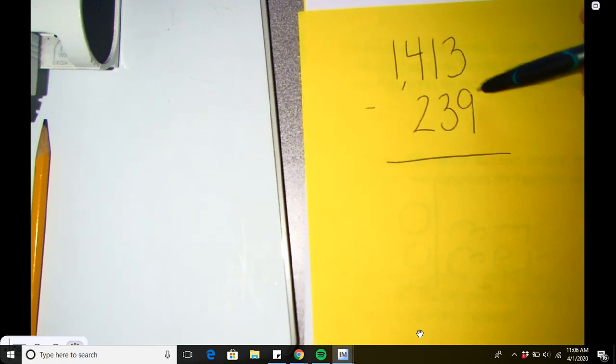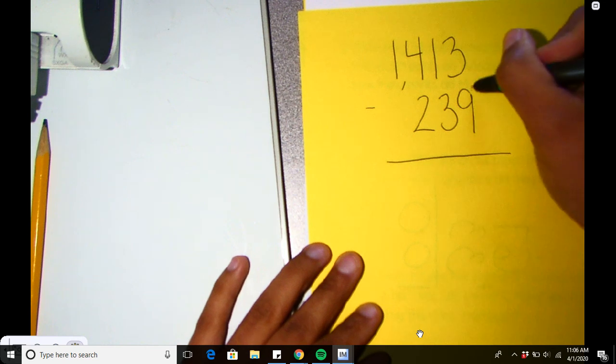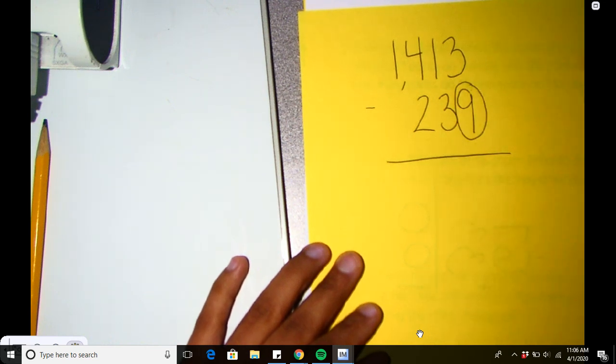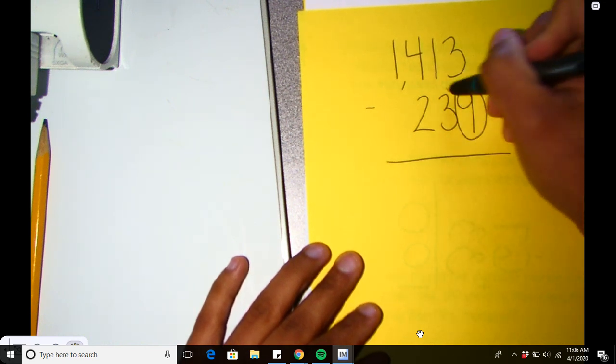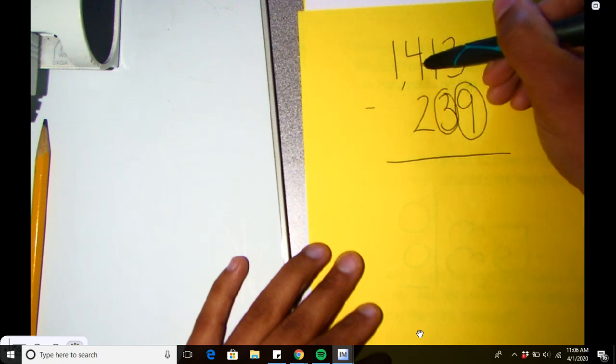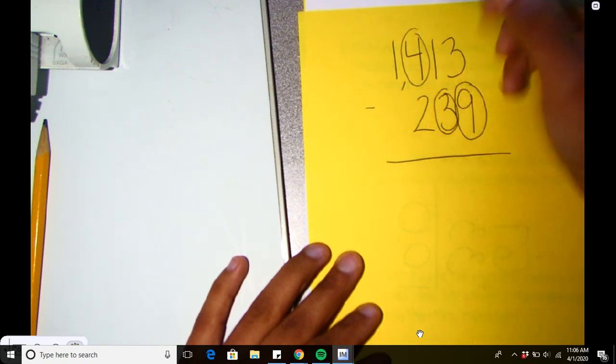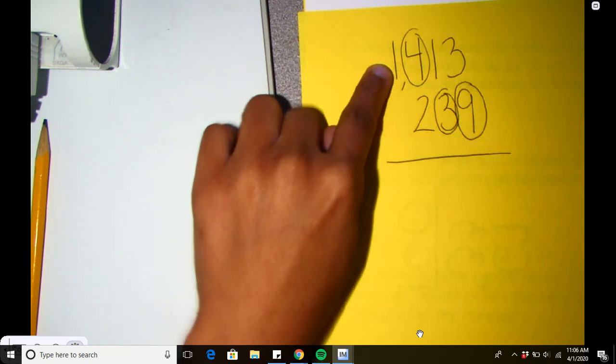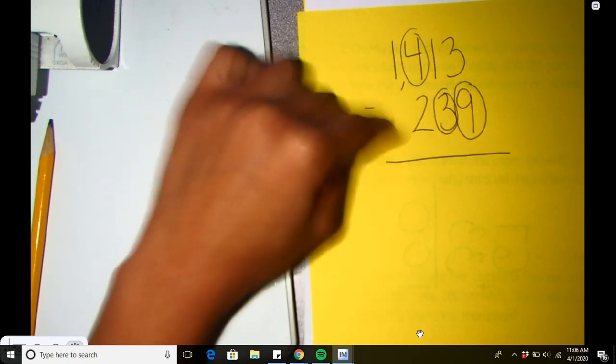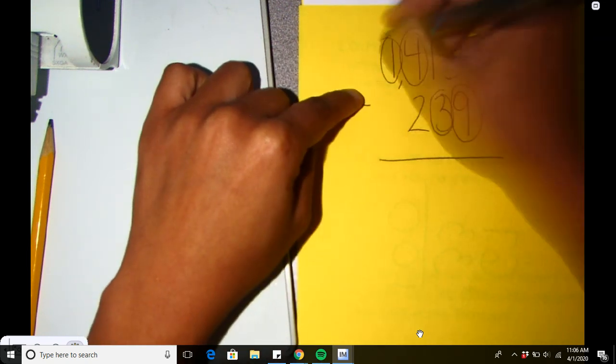So I come and I circle all my bigger numbers first. In the ones place, I have a bigger number here. In the tens, the 3 is larger. In the hundreds, the 4 is up top. And I have a 1 here. I know a 0 is here as the placeholder, so the 1 would be larger in the thousands. Now I do have some bigger numbers on the bottom, so we are going to borrow.